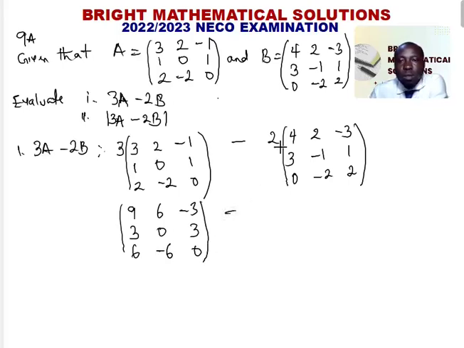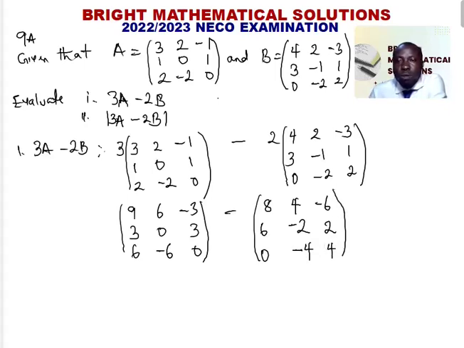Then minus 2 multiplied by 4, that gives us minus 8, 2 multiplied by 2, that's 4, 2 multiplied by minus 3, that's minus 6, 2 multiplied by 3, that's 6, 2 multiplied by minus 1, that's minus 2, 2 multiplied by 1, 2, 2 multiplied by 0, 0, 2 multiplied by minus 2, that's minus 4, and 2 multiplied by 2, that's 4. So we're now going to subtract this from this.